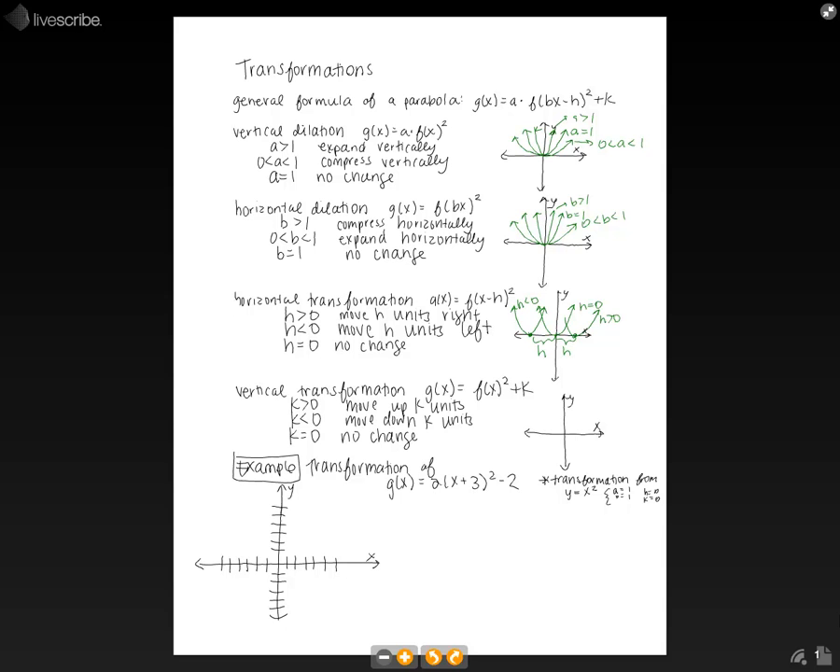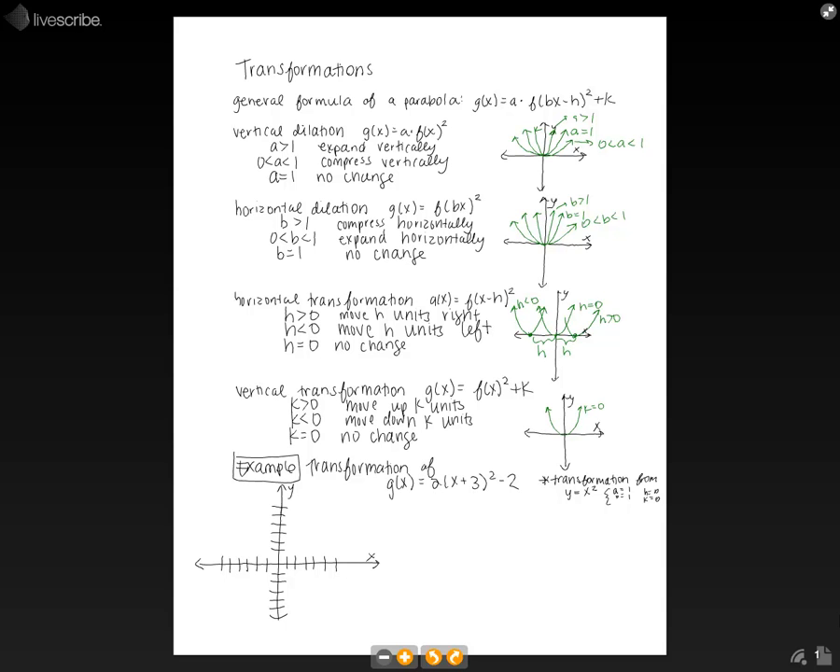Vertical transformation deals with the k portion of the equation. If k is greater than 0, you move up k units. If k is less than 0, you move down k units. When k is equal to 0, there's no change. So our original parabola would be k equals 0.